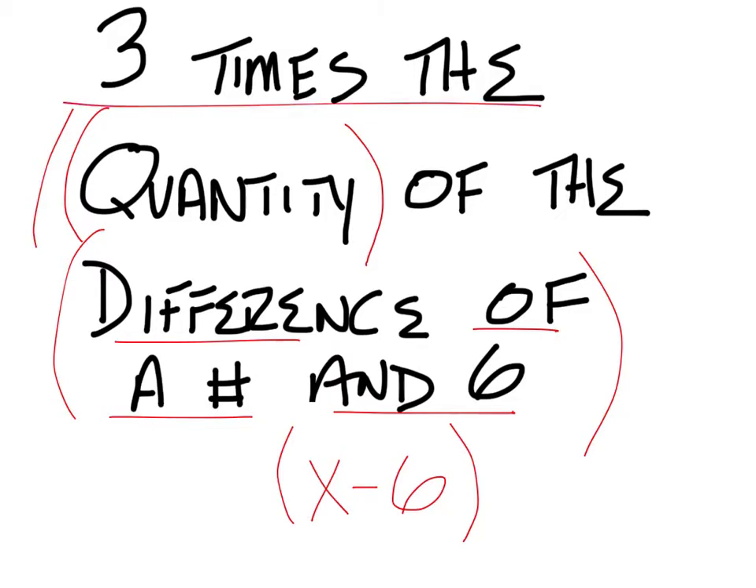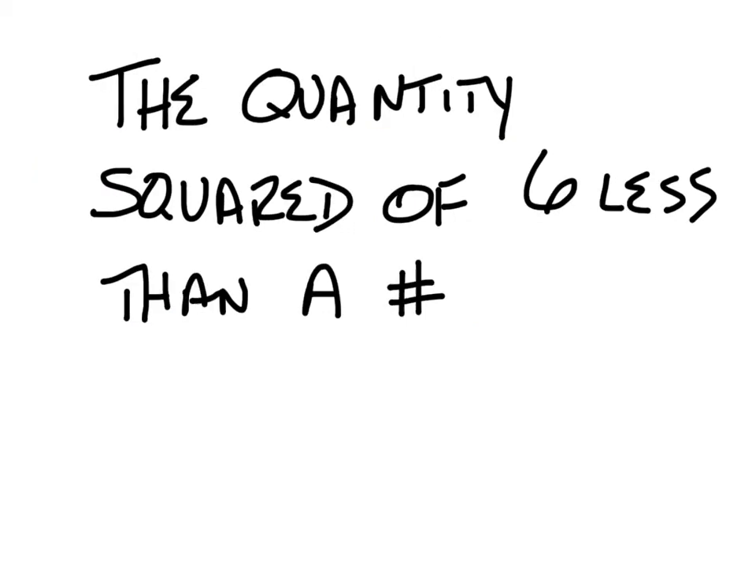But before the quantity, what do we have? 3 times. 3 times what? Yeah, 3 times the quantity of something. So you would put your 3 to the left of the parentheses. That means you're going to multiply that quantity, whatever it turns out to be, by 3. So 3 times the quantity, x minus 6.